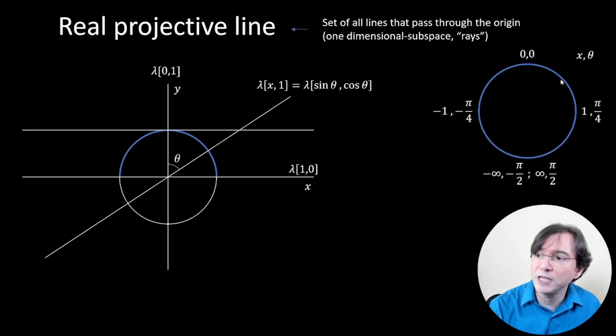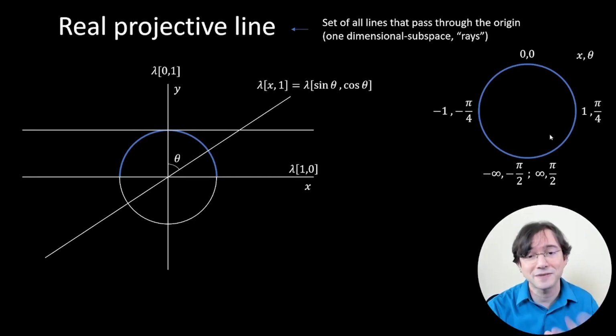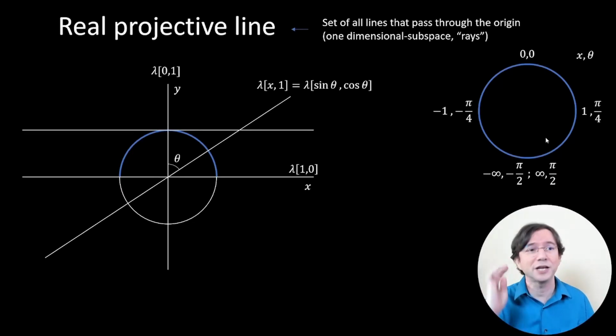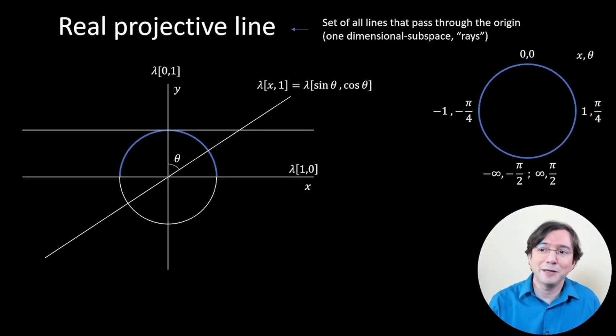Right? So for each point of this line, we have a line that passes through the origin, and we can rotate here, and we're gonna rotate here. Note here again that a half rotation here corresponds to a full rotation here. So we'll see that that's gonna come over and over. Okay, so this is how it works for the real projective line. It's not that difficult.